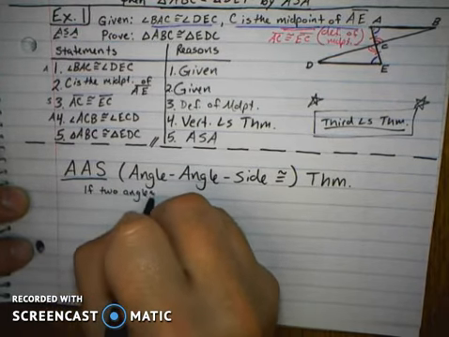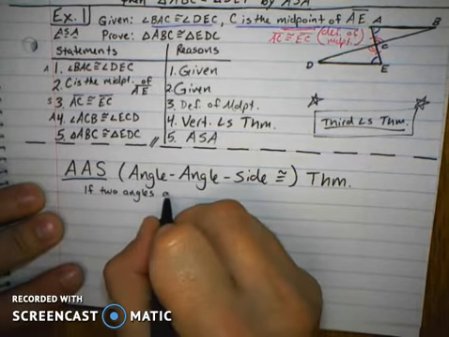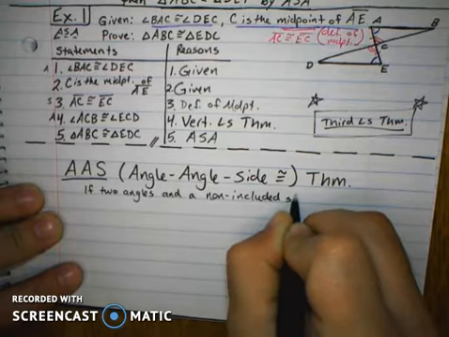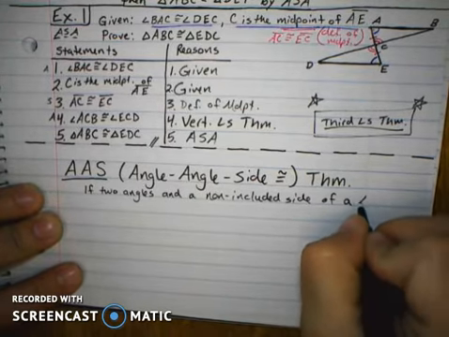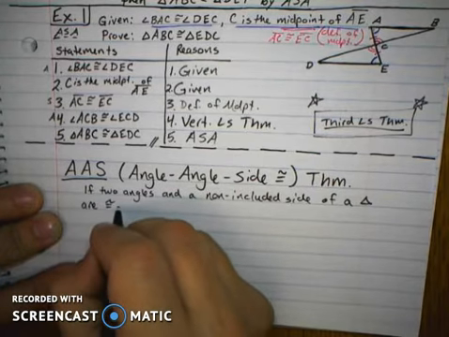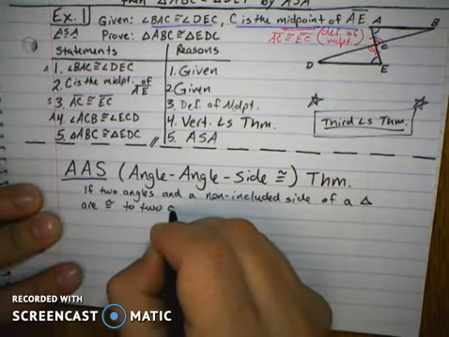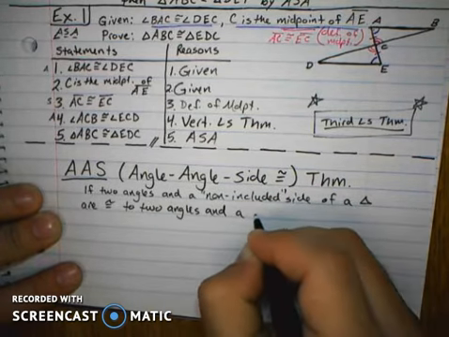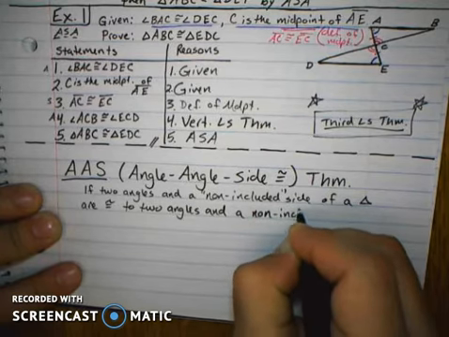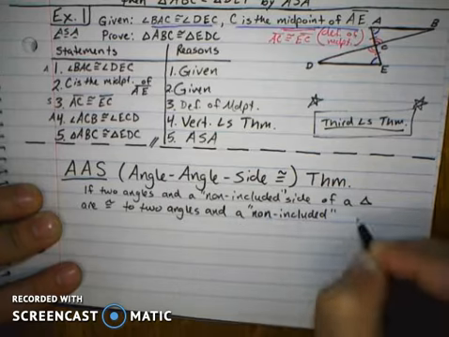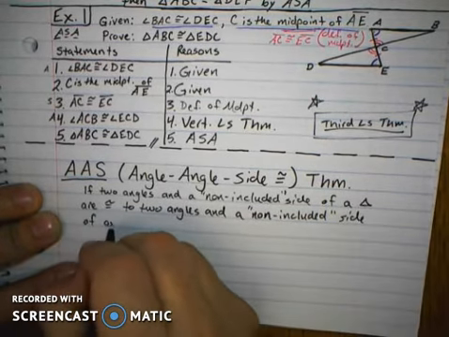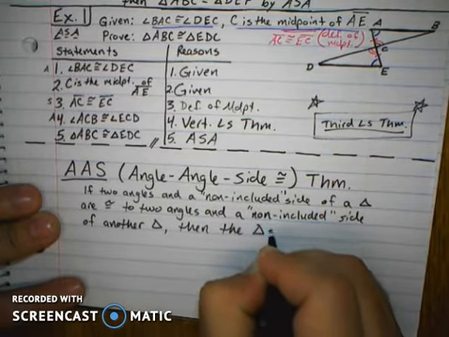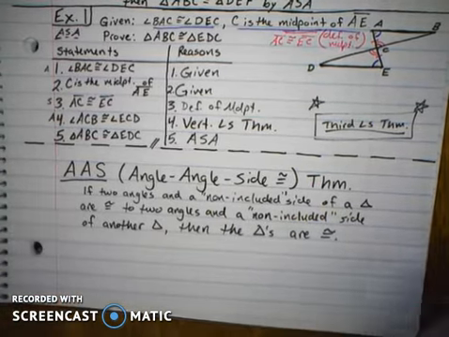If two angles and a non-included side of a triangle are congruent to two angles and a non-included side of another triangle, then the triangles are congruent. And I'll show you what that looks like.